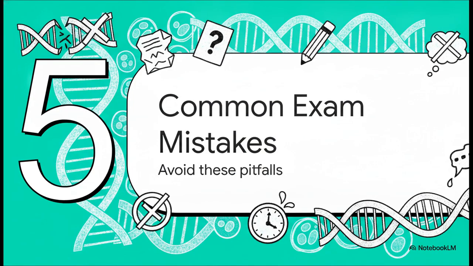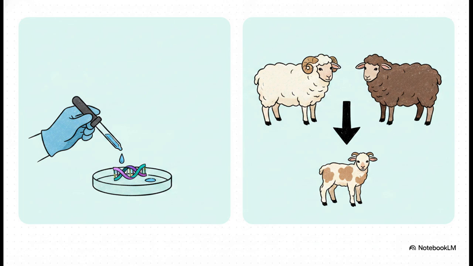Moving on to Section 5, Common Exam Mistakes. We absolutely need to help you avoid these common pitfalls. So the crucial point is understanding this exact difference. Genetic engineering involves the direct mechanical manipulation of genes in a laboratory setting. Selective breeding, on the other hand, relies purely on natural variation and mating over multiple generations. Do not mix these up on test day.